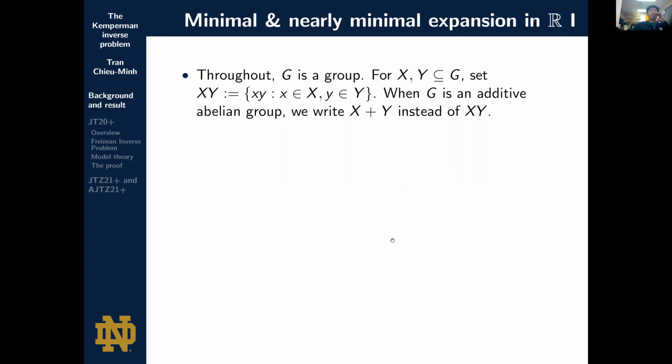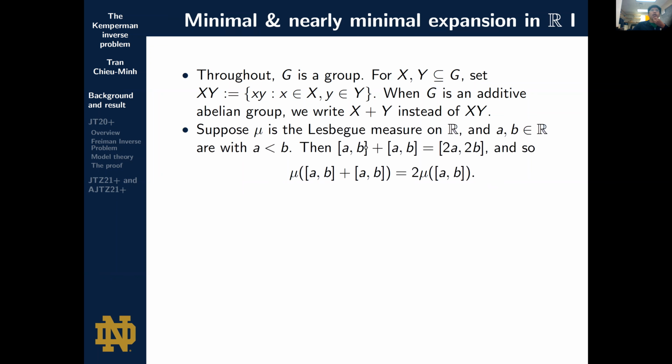So we are looking at expansion in a group. Throughout, we let G be a group, and for X and Y subsets of G, we let XY be the product set. And when G is an additive abelian group, we will write X plus Y instead of XY. Let us start with a really simple example.